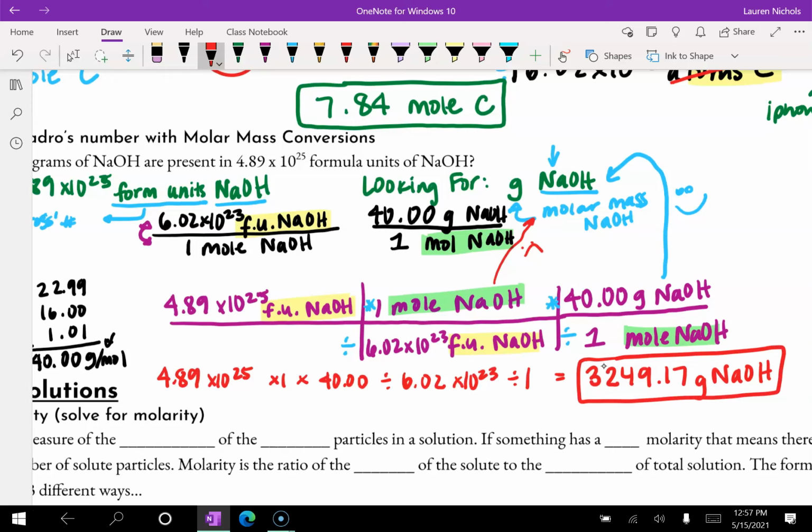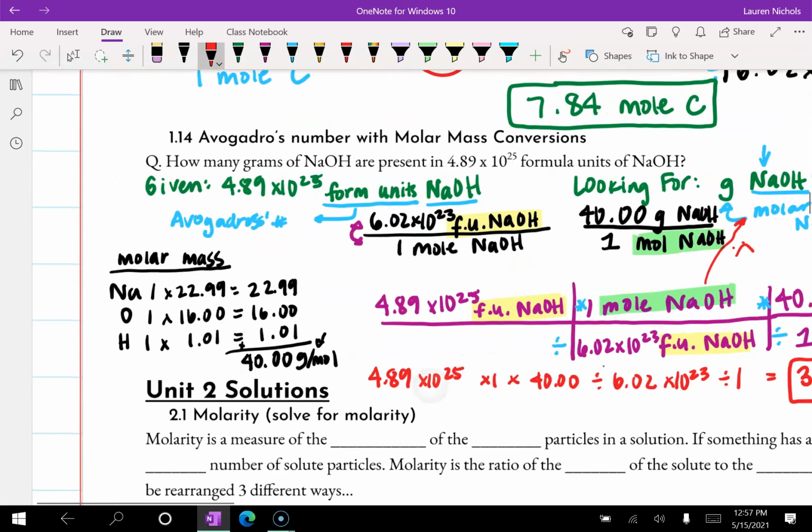If that is not what you got, make sure that you put Avogadro's number and what you're given into your calculator correctly with that times 10, and really look through that. If you really think I might have done something wrong in my own calculator, let me know. It's possible. But I would really recommend checking your calculator first. So this is an example of how we do that.